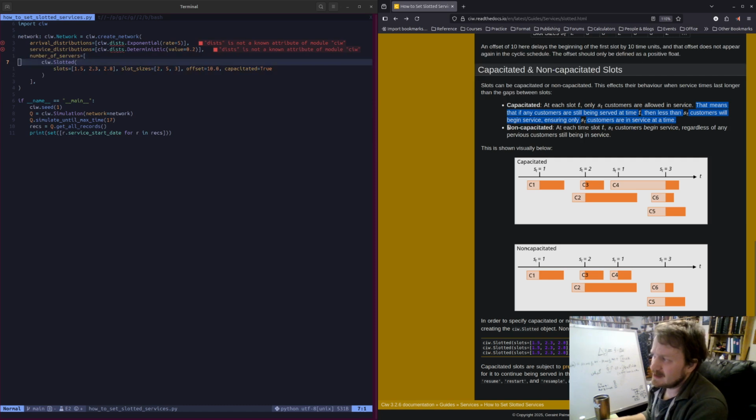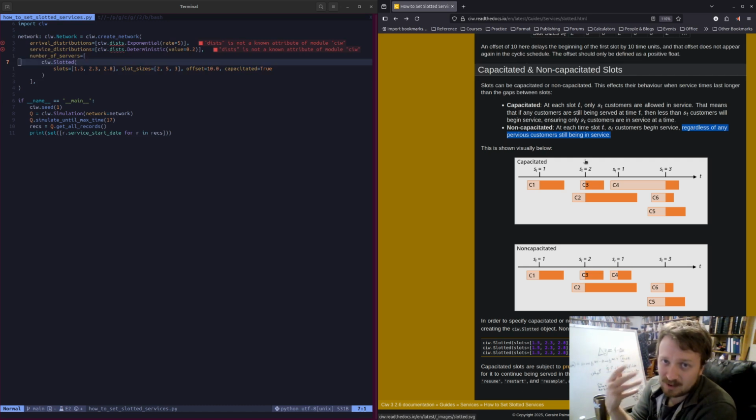Likewise, the opposite, the non-capacitated case, which is the default behavior of slotted services, is that at each time slot t, S sub t customers begin service regardless of any previous customers still in service. They created these Gantt chart-like diagrams where each of the blocks is a customer. The blocks are broken into a light orange part, where they're waiting, and then the dark orange, where they are actually being served, and the end of the bar means that they left.